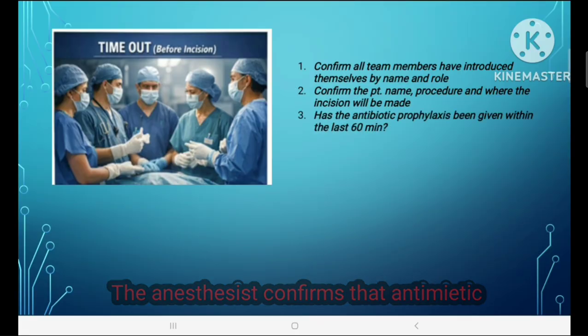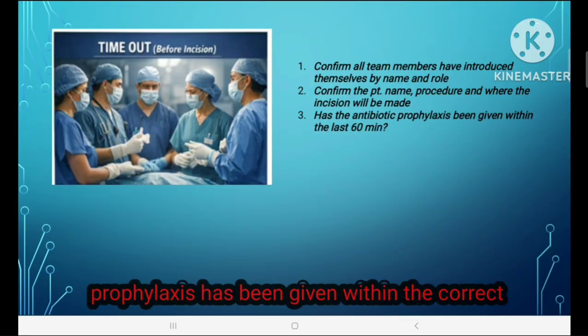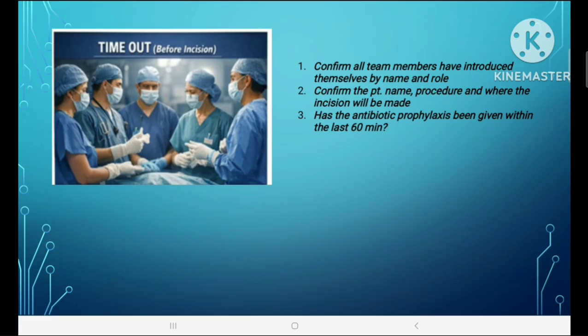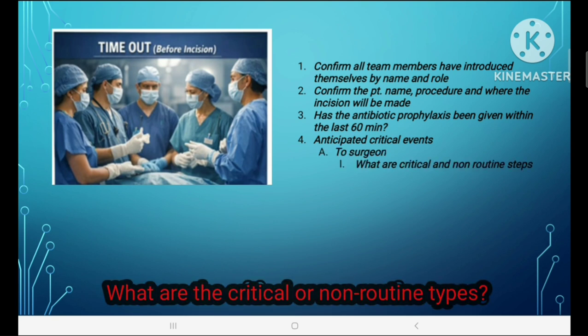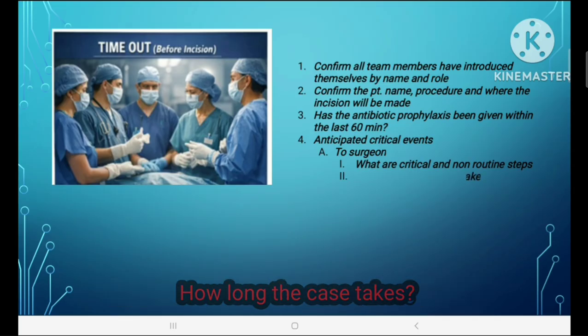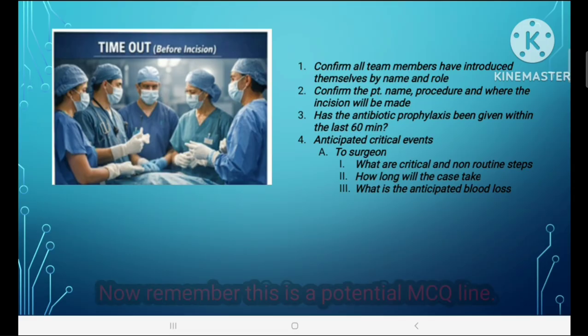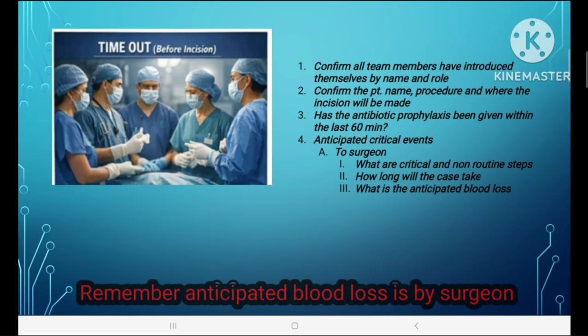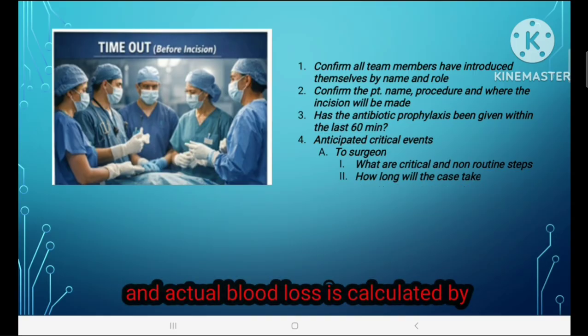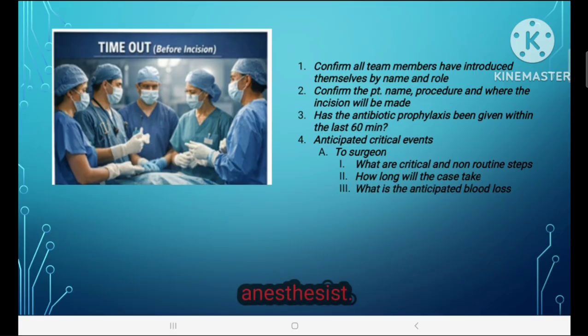Point 3. The anesthetist confirms that antibiotic prophylaxis has been given within the correct time, that is within the last 60 minutes. Point 4. For anticipated critical events, certain questions are asked. First, to the surgeon: What are the critical or non-routine steps? How long will the case take? What is the anticipated blood loss? Now remember, this is a potential MCQ line. Remember, anticipated blood loss is by the surgeon and actual blood loss is calculated by the anesthetist.